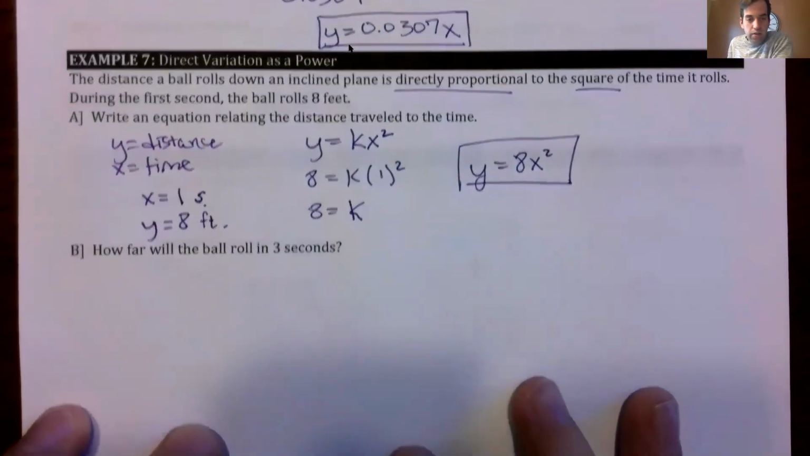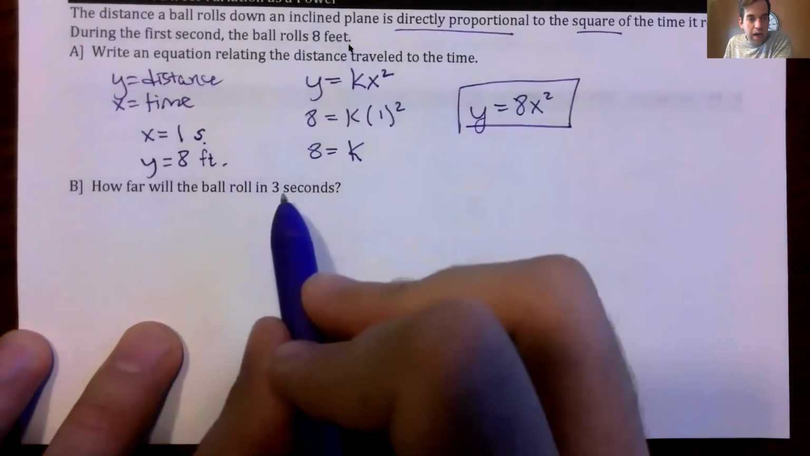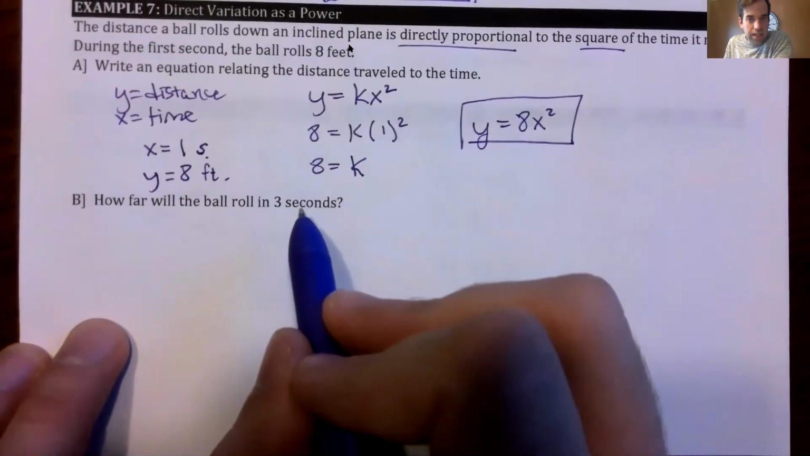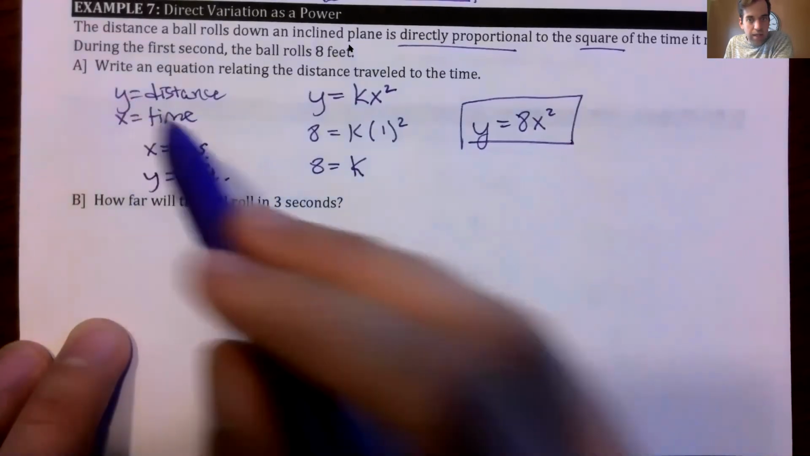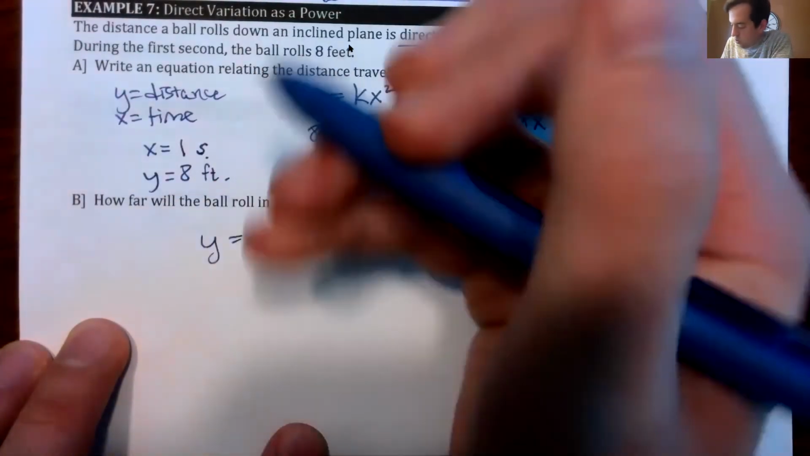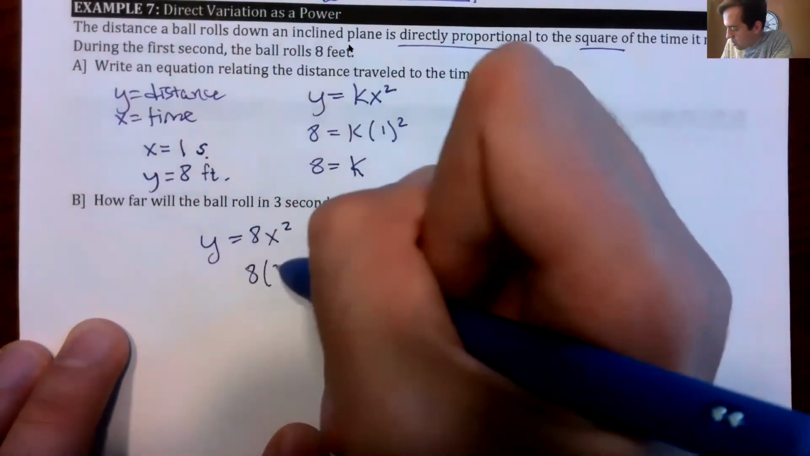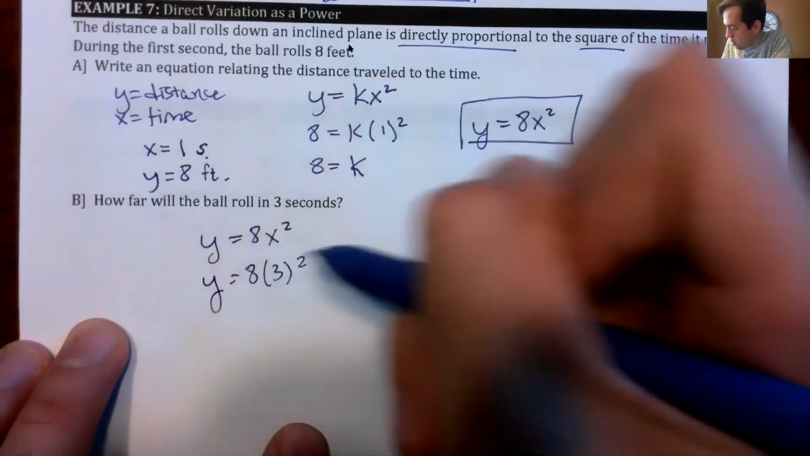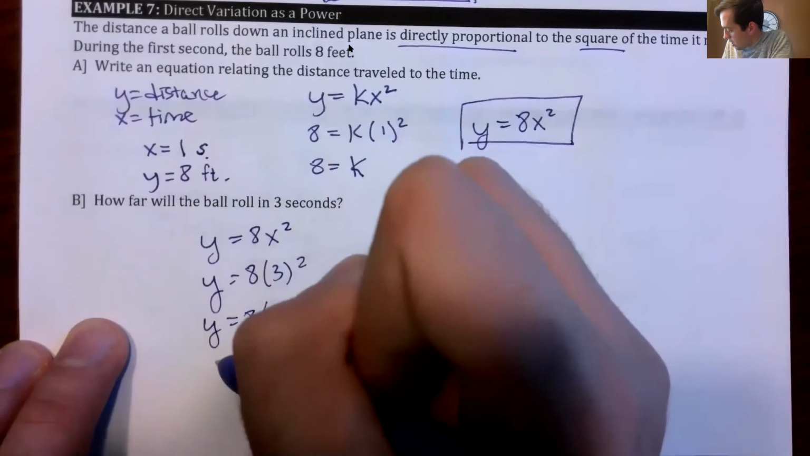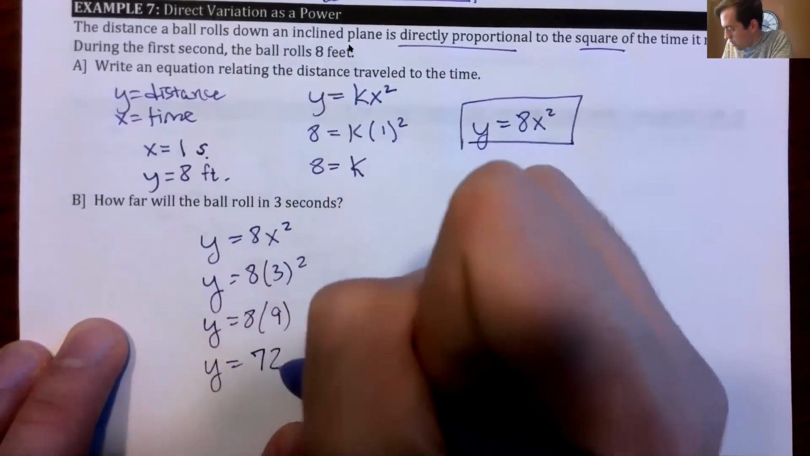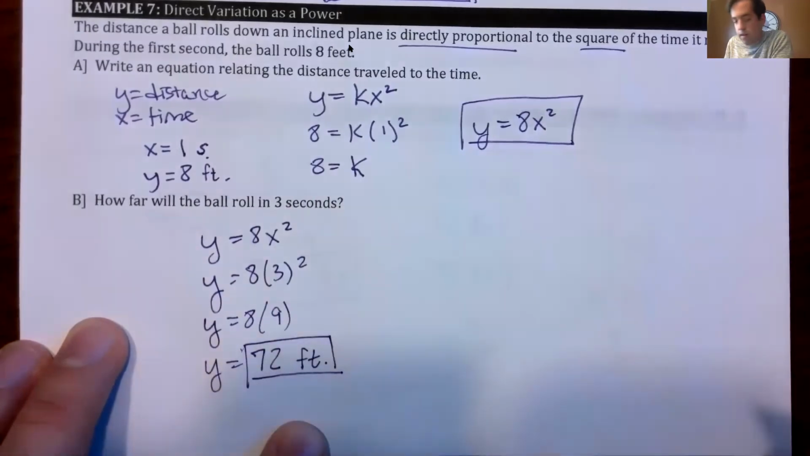And now we're going to use that equation that we just found to figure out how far the ball will roll in 3 seconds. So again, 3 seconds is the time, so that's X. So if we have Y equals 8x squared, we're plugging in 3 for X. 3 squared is 9. So 8 times 9 is 72, and that's in feet, just like it was in part A. And there we go.